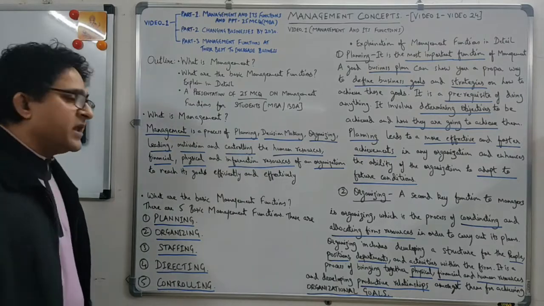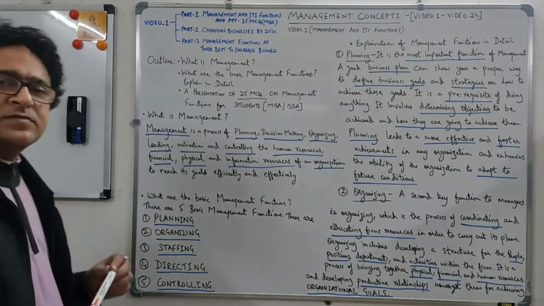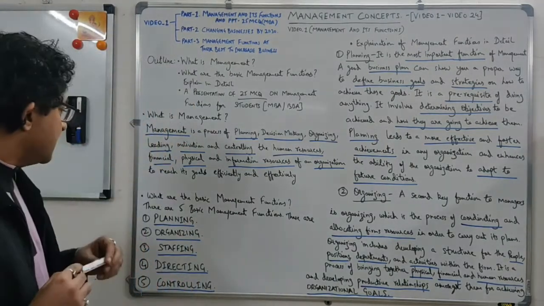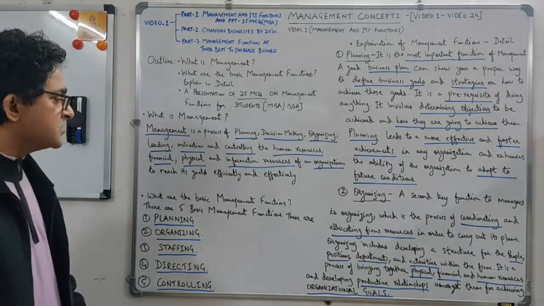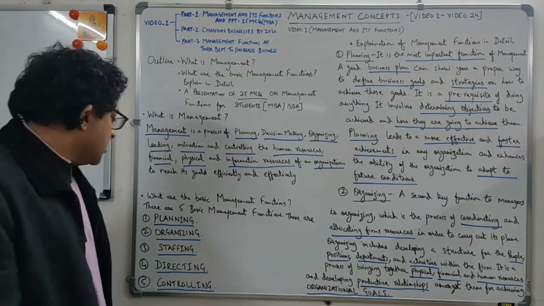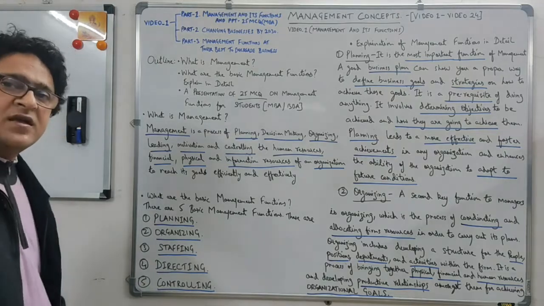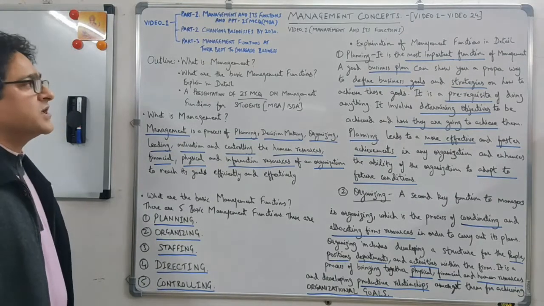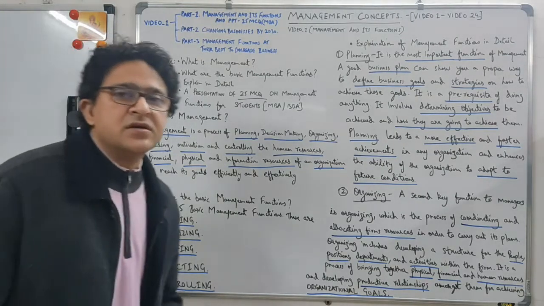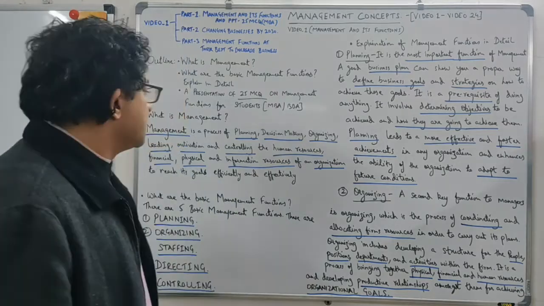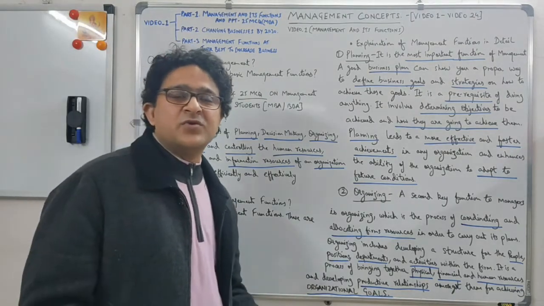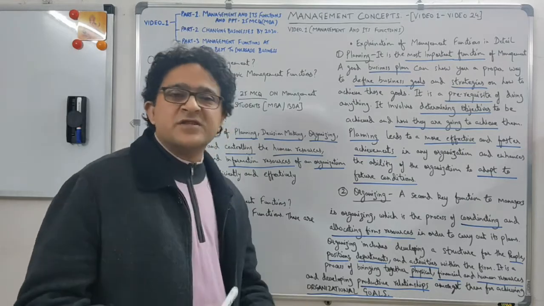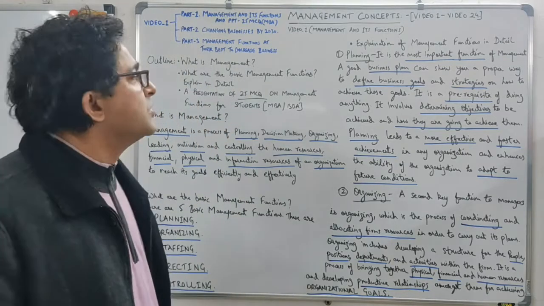What are the basic management functions? I think most of you must be aware of it, so I'll go through it again. There are 5 basic management functions: planning, organizing, staffing, directing, and controlling. Now let's go into detail on all these functions, because this is the basis of management, and if you know this, then further videos will be much simpler for you.